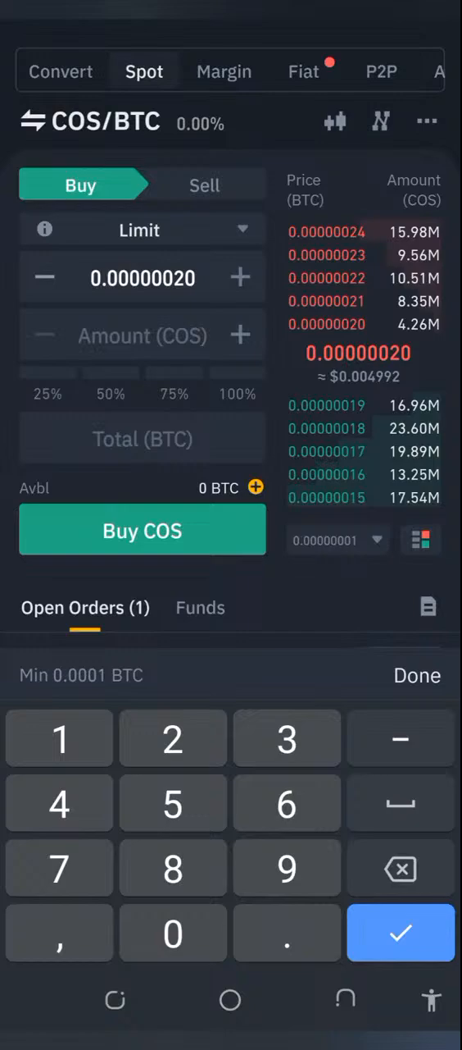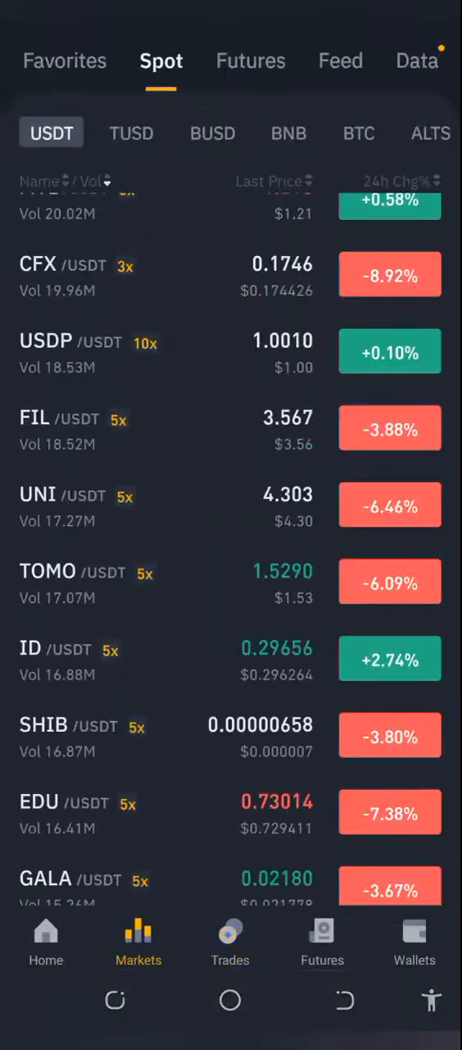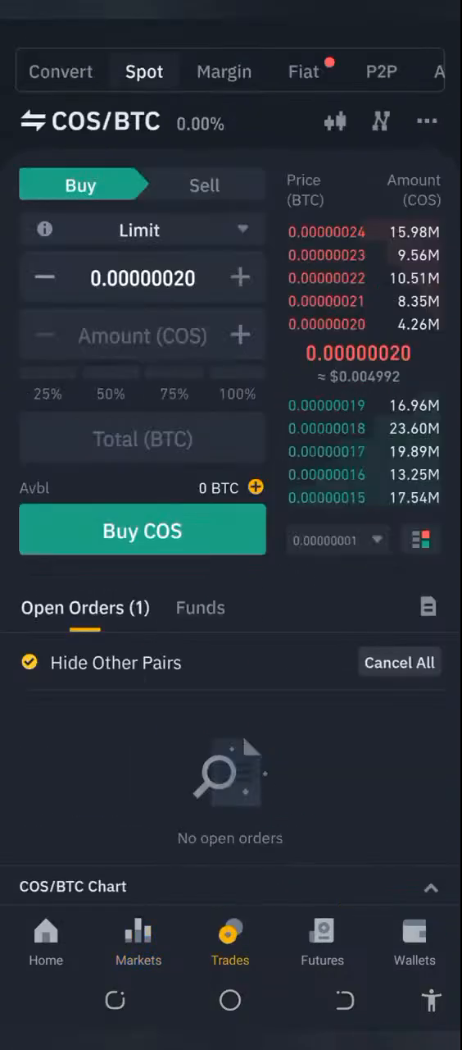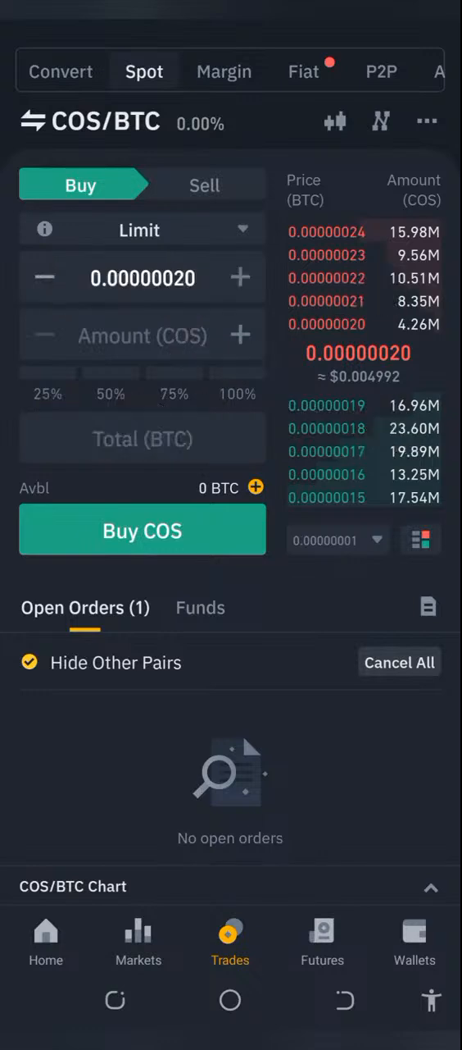Now, what about inter-exchange arbitrage? First off, you have to get the signal for which coin is going to give you that variance and difference. Because inter-exchange arbitrage is just buying low and selling high. But you need to first spot the opportunity. There are many apps and platforms you can use to spot the opportunity, which we will share with you in the signals package that we give you in the course, and also how to do the different simulations.